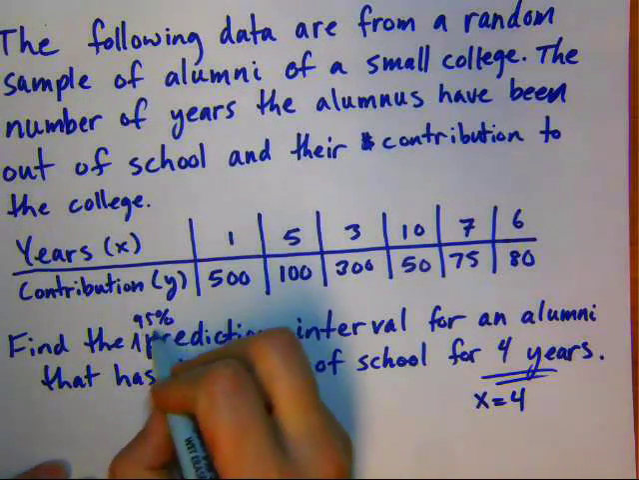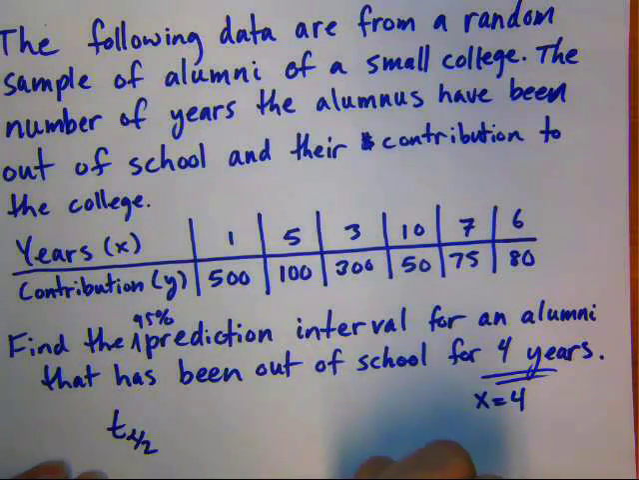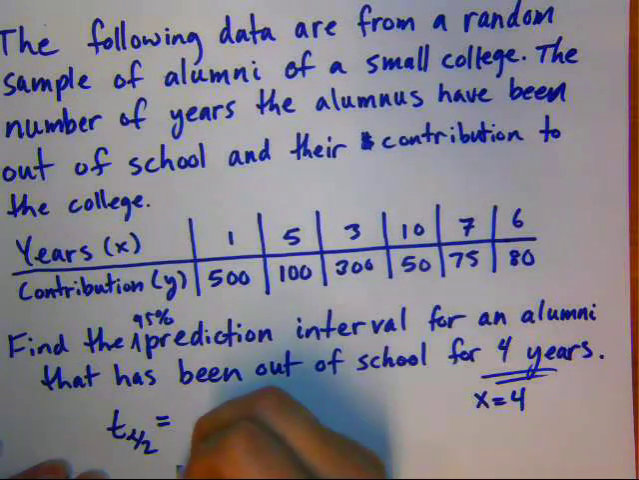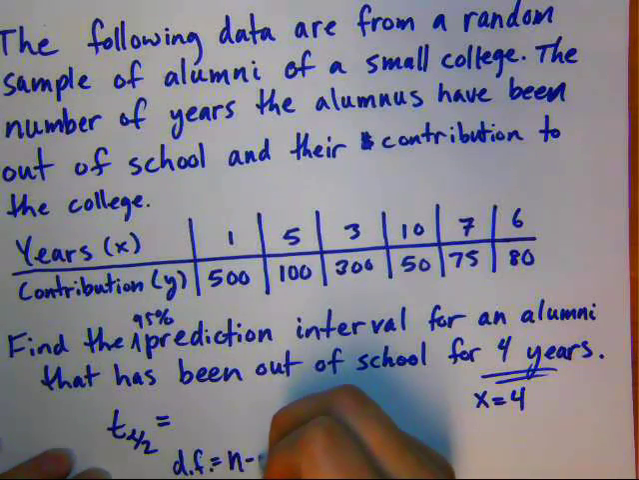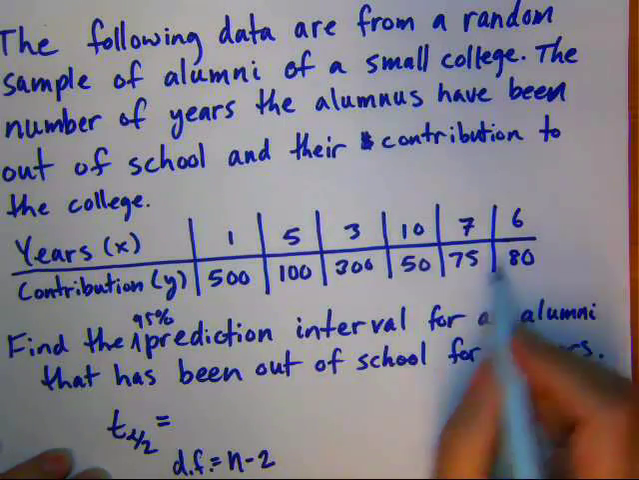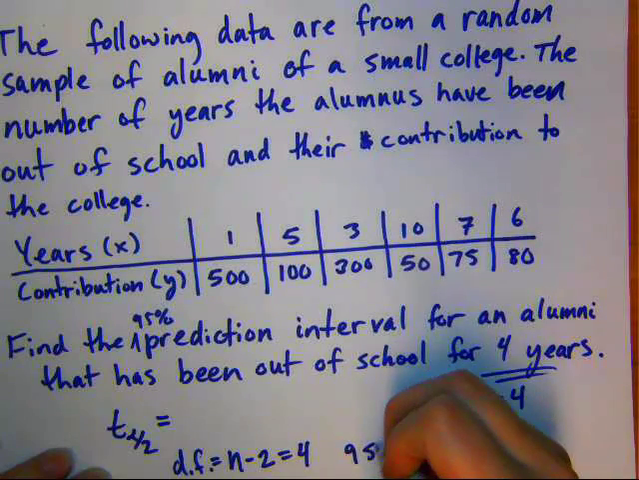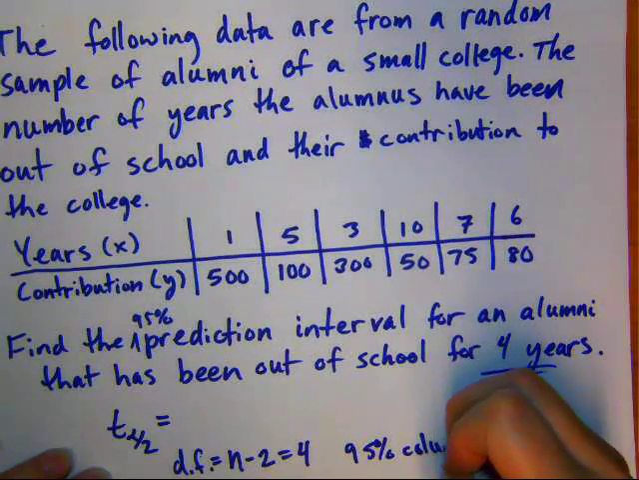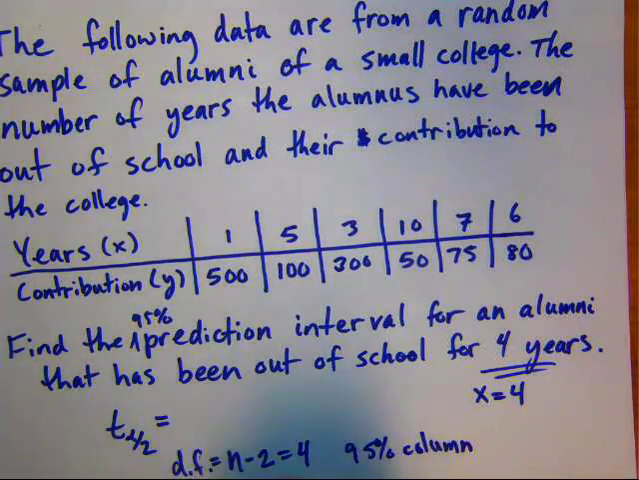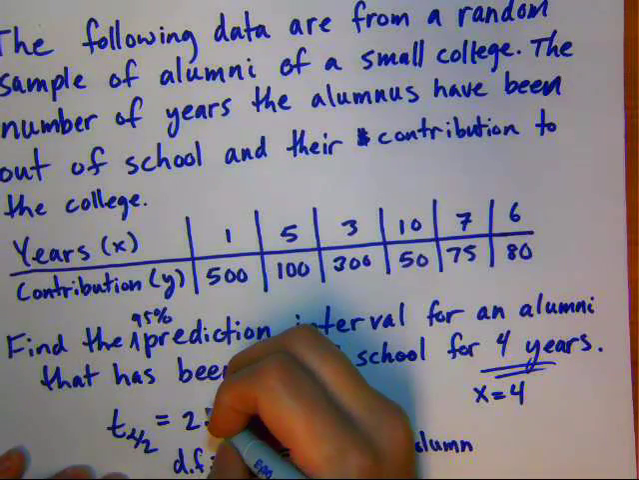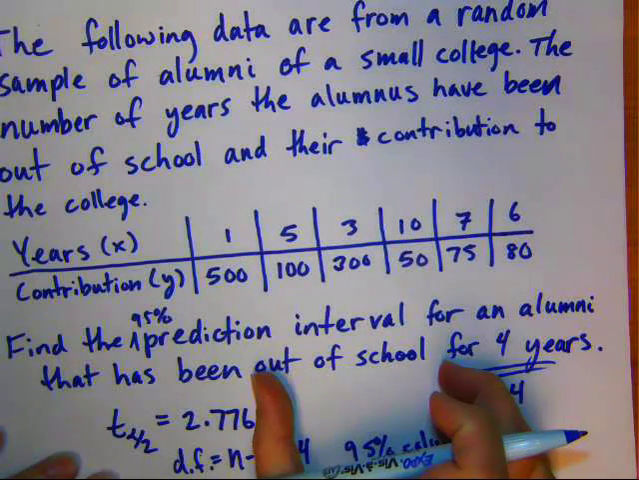The 95% is going to be used to find our t alpha over 2. So we need to go to the t distribution table, where our degrees of freedom will be n minus 2. We have 6 pairs here, so that would be 4 degrees of freedom. Then down the 95% column of our t distribution table, that will give us a t value of 2.776. So those are the first steps that we're taking.